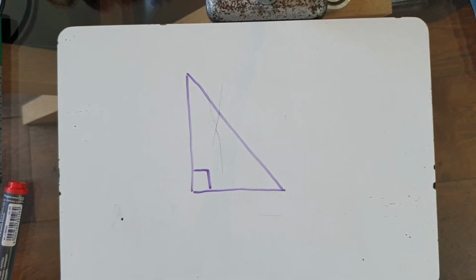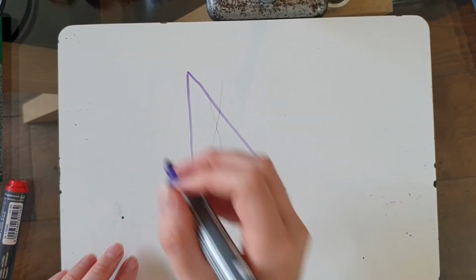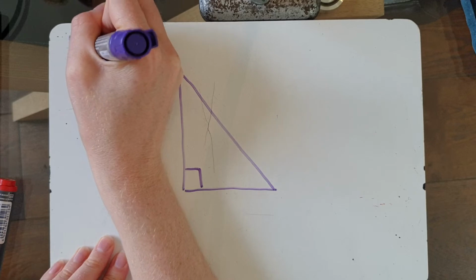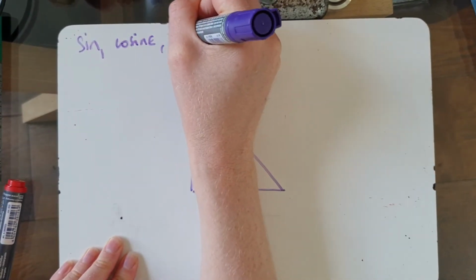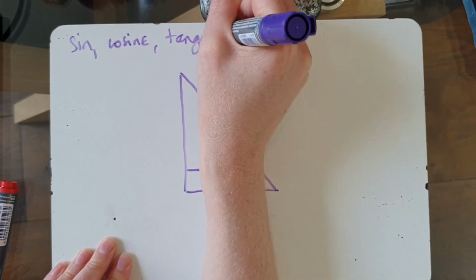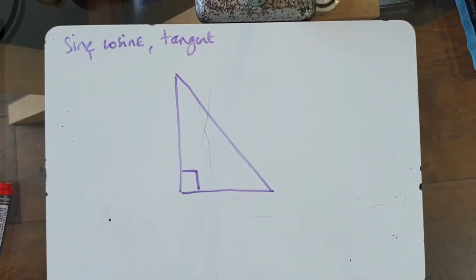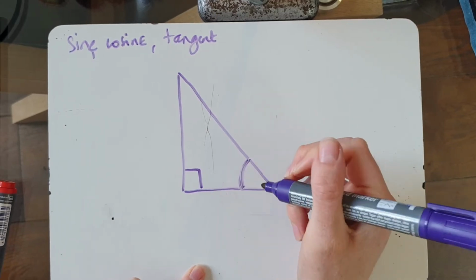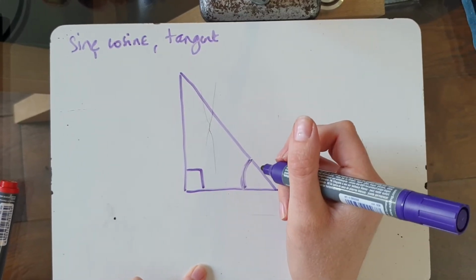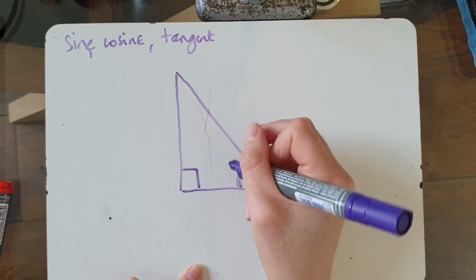And we've got cosine, sine and tangent. So sine, cosine and tangent. Put an E on the end there. So let's say we wanted to find this angle here. I'm going to call this angle alpha.